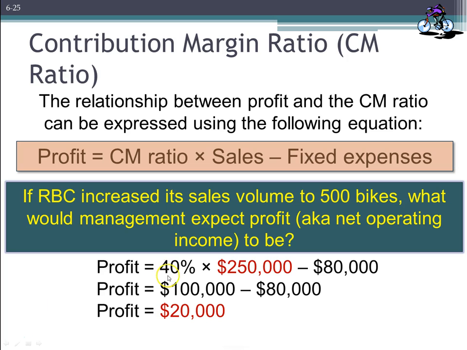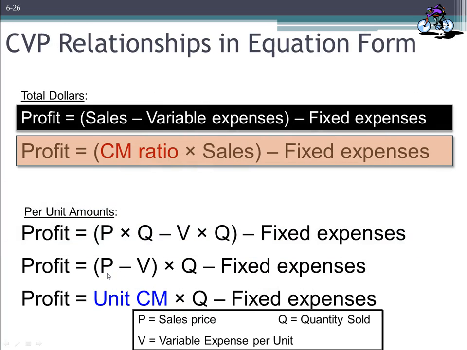Well, we know that our contribution margin ratio is 40%, and we'd be increasing our sales revenue to $250,000. Very simple to see that our contribution margin would be $100,000 and our profit would still be $20,000. So the exact same thing in a far more refined formula. And so this is the next formula or equation you will see on that handout for the chapter.